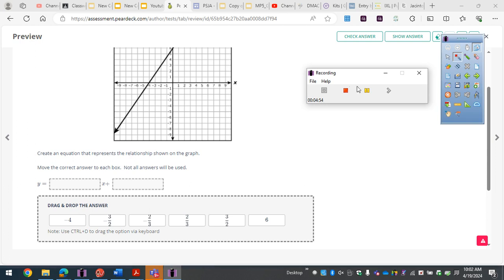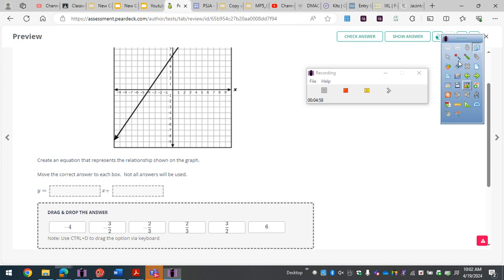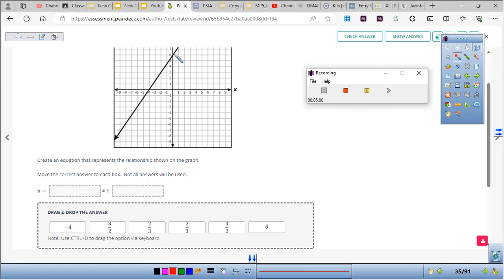Honestly, because of my tools, let me see if I can cover everything. Oh yeah, I can do it. So I'm going to say that coordinate right there, that's 0, 6. Let's just go down. That looks like a good coordinate, and that looks like a good coordinate. I like to check: 1, 2, 3, 1, 2.